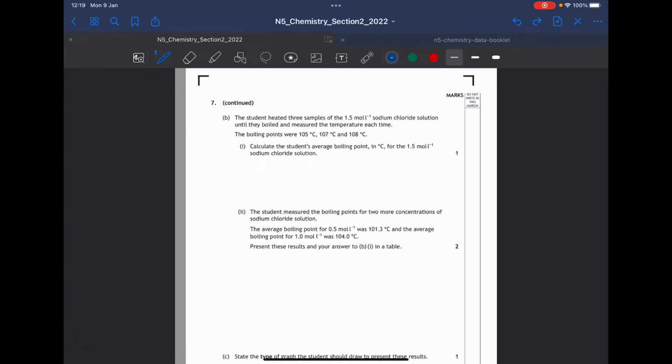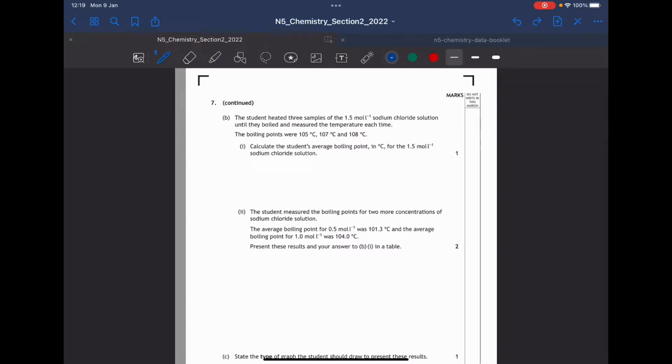So then part B, the student heated 3 samples of the 1.5 mole per litre sodium chloride solution until they boiled and measured the temperature each time. The boiling points were 105, 107, 108. Calculate the student's average boiling point for the 1.5 mole per litre sodium chloride solution.